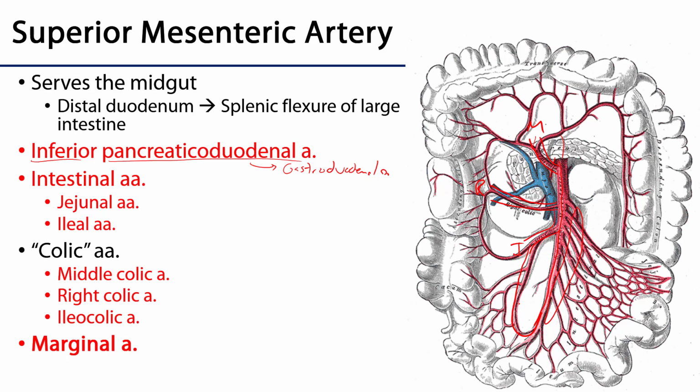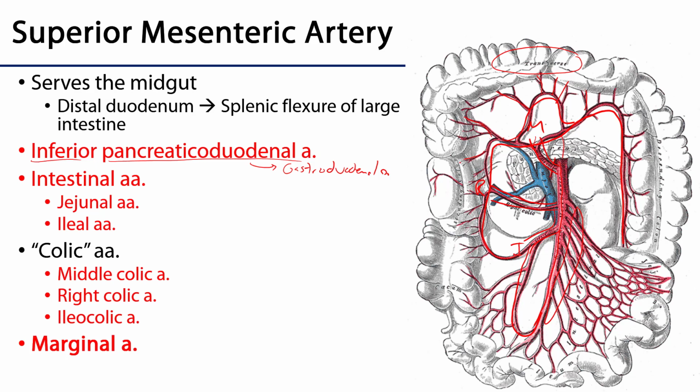Now, they don't supply the colon directly. They actually dump their blood into what's known as the marginal artery. The marginal artery I'm tracing all around here. It goes around the margin of the colon or the large intestine, and then there are branches that extend from the marginal artery to the colon itself. So the middle colic is supplying the region of the transverse colon.